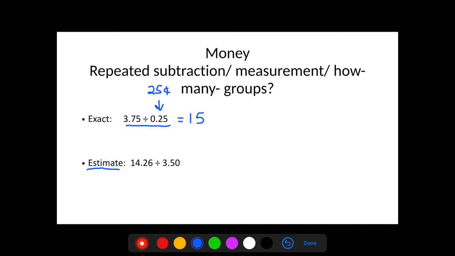Well, one item will be $3.50. A second one will get me up to $7. And then if I double 7, $14, so that would be 4 items at $3.50 a piece will be $14. So I'm going to say this is about 4. If I check it on my calculator, the exact answer is somewhere around 4.07. So that was pretty good, thinking about how many items that cost $3.50 I can buy for $14.26. It got me pretty close.